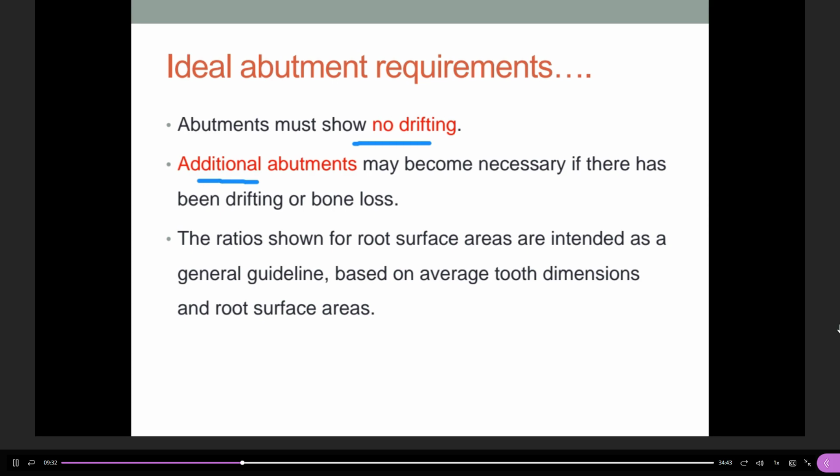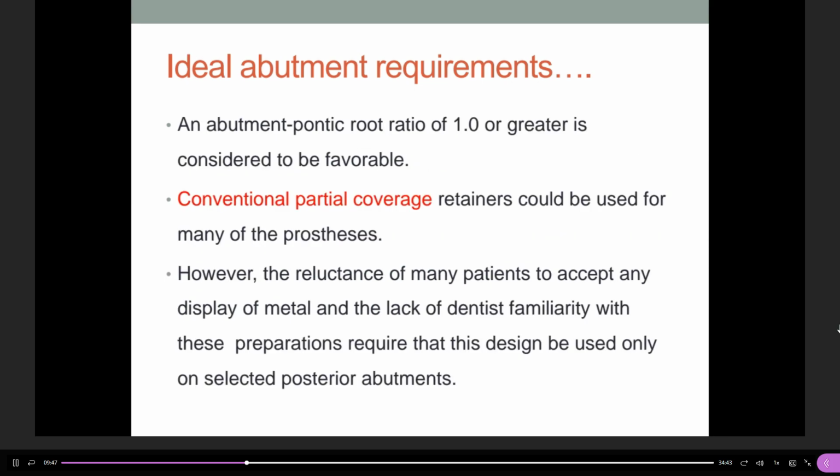The ratio of the root surface area is intended as a general guideline. The root surface area available is a general guideline based on average tooth dimensions, so it can change from patient to patient. So what do we need to remember? The abutment to pontic root ratio should be 1 or greater. That means the available root surface area of the abutment should be equal to or greater than that of the missing teeth. And conventional partial coverage restoration can be used for many prosthetic situations, but you should know the limitations of partial coverage restoration.